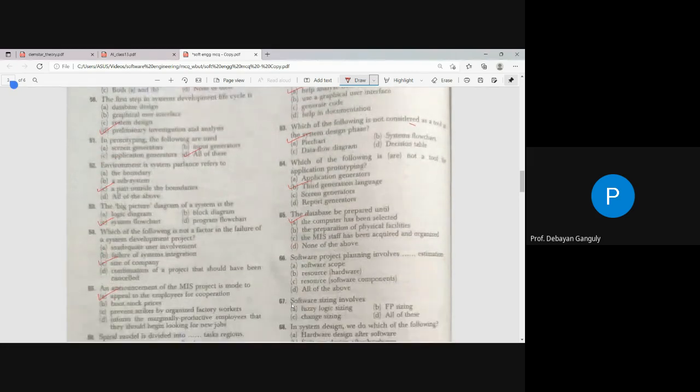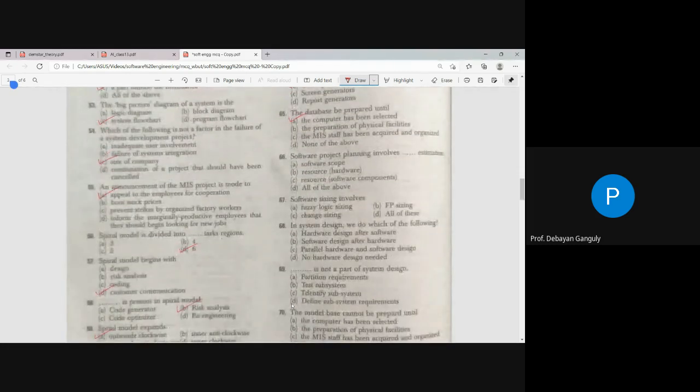Software project planning involves software scope, resources, software component, hardware component. That means all of the above. The software sizing involves fuzzy logic sizing, FP size, function point sizing, change sizing. That means all of the above.